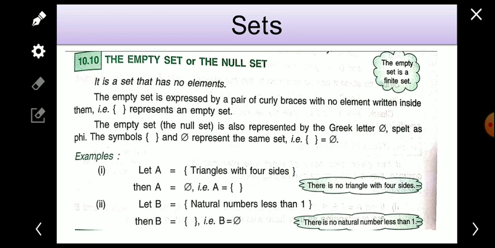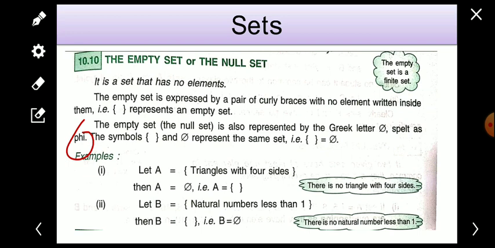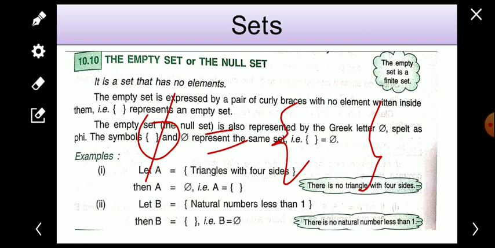And it is represented by a symbol. If any set has no member, no element, then that set is the null set or empty set, and that is represented by this symbol. This is read as phi. Here you can see phi. So phi is equal to like this, no member is there. So a curly bracket will be put, and inside that nothing will be written, because it has no member.